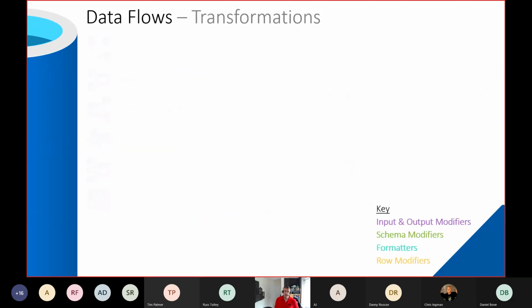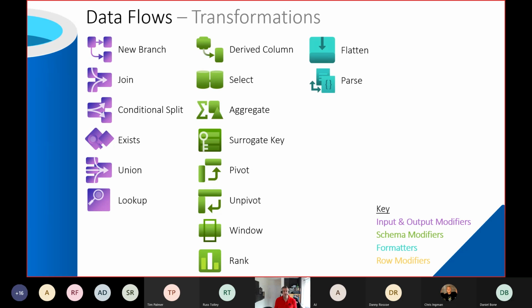Let's now move on and let me just cover off what transformations we have available. So all of the usual suspects in here, just for your reference. The aggregate is a favorite. You know, pivoting is a good one. Parse and flatten were recently added.